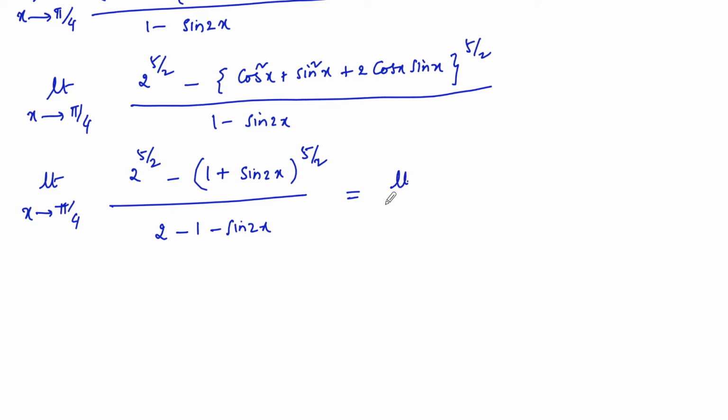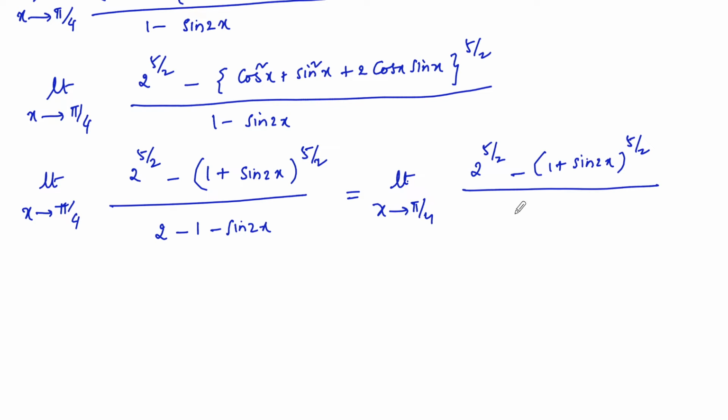or we can write this as limit extends to pi by 4. So 2 to the power 5 by 2 minus of 1 plus sin 2x whole to the power 5 by 2 divided by, so 2 if I take minus common, so we can write 1 plus sin 2x.